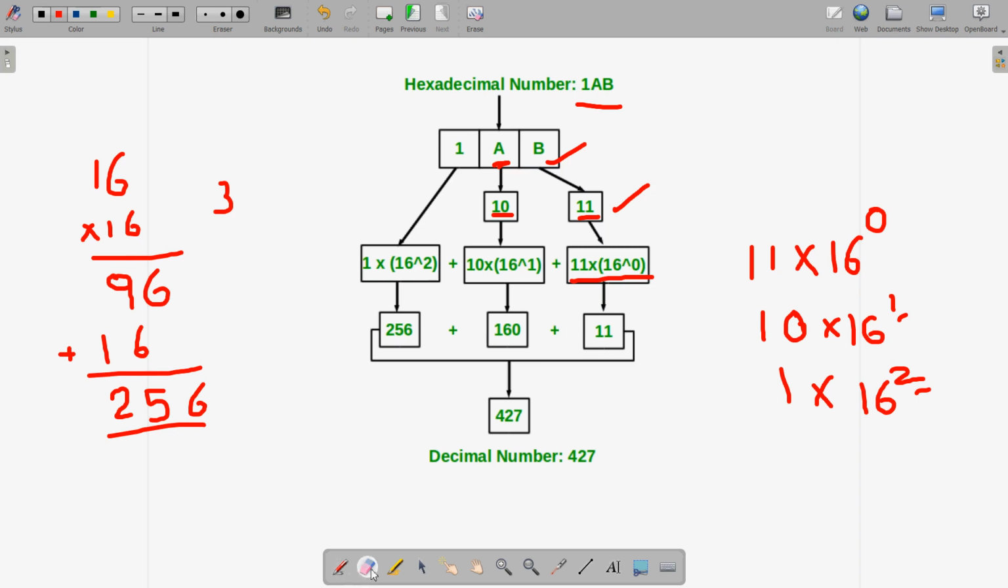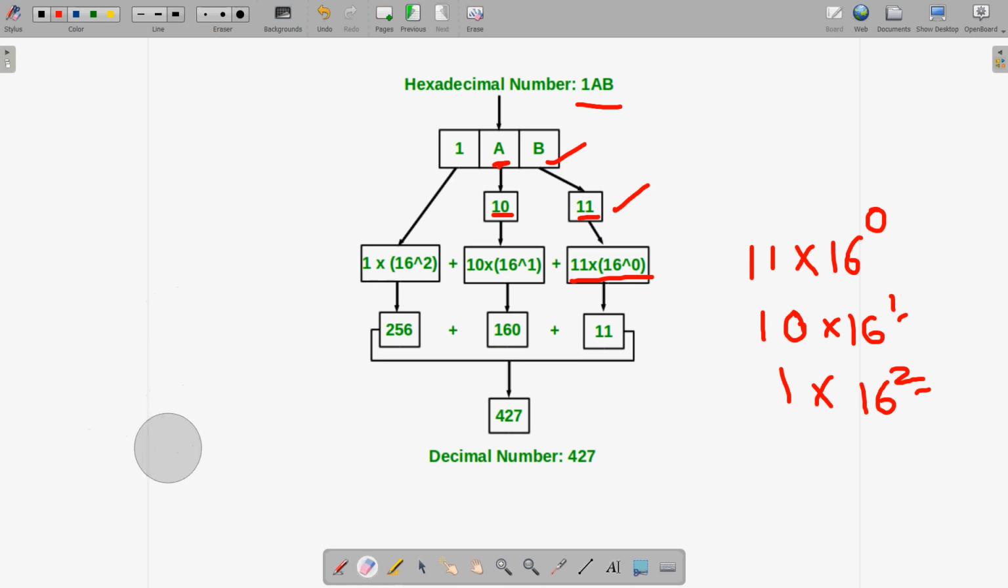Let us erase this. Whatever the calculation, it is very easy. You can do it on your own. Then we are having 10 into 16 power 1. It is very simple. 16 into 10, it is 160. Then 16 power 0. Any number raised to the power 0 is 1. So actually here we are doing 11 into 1. Clear? It will very simply come 11. So the same is written here, 11.